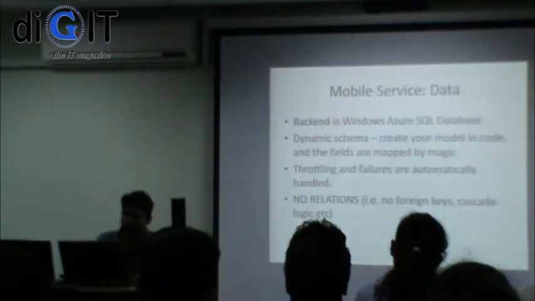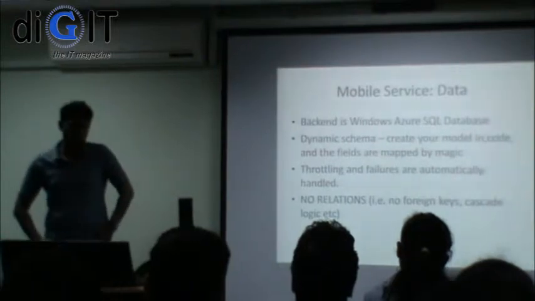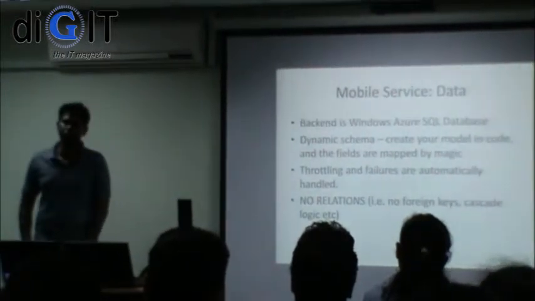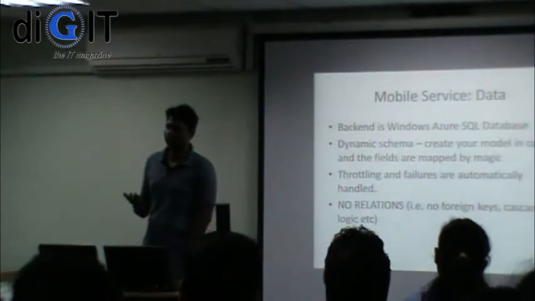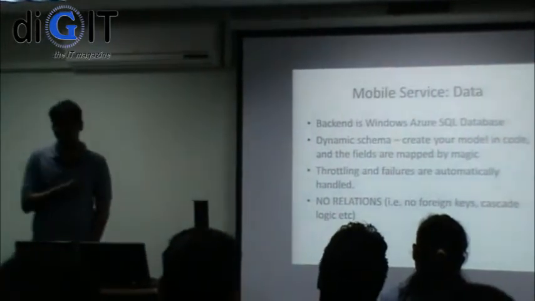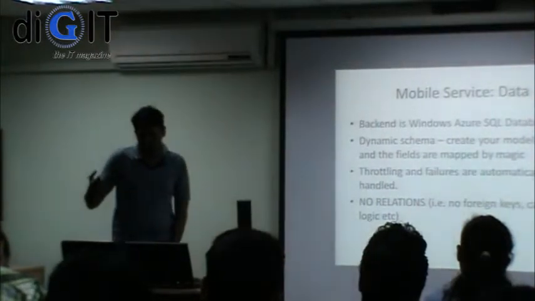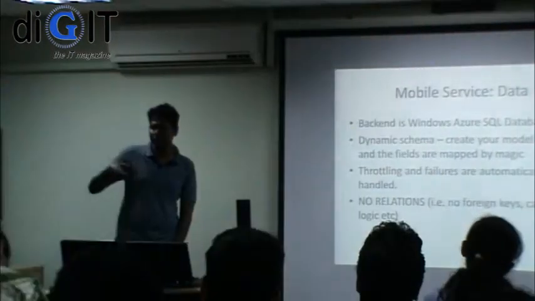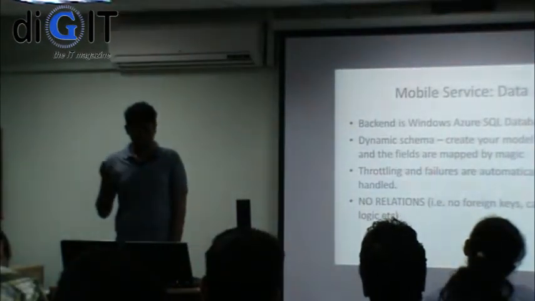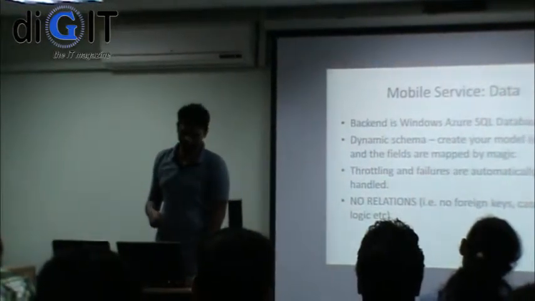Yeah. So we talk about the data services. The backend that you see is Windows Azure SQL database, which is similar to a NoSQL key value pair database. Right, you get something called dynamic schema. You don't have to create your tables and table columns ahead of time. You can model it in your code and call the API, and then the API will examine your code and figure out the fields, and it will be mapped by magic on the server end.